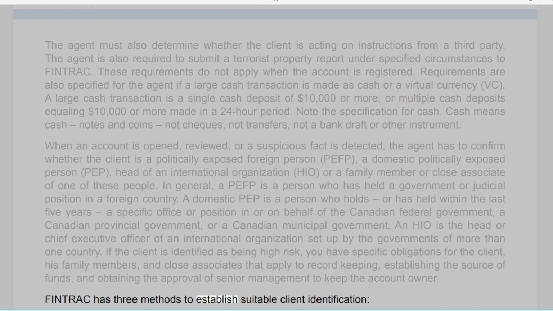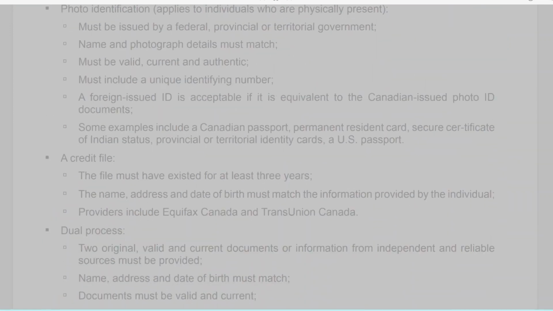FINTRAC has 3 methods to establish suitable client identification. Photo identification applies to individuals who are physically present. It must be issued by a federal, provincial, or territorial government. Name and photograph details must match. It must be valid, current, and authentic. It must include a unique identifying number. A foreign issued ID is acceptable if it is equivalent to the Canadian issued photo ID documents.